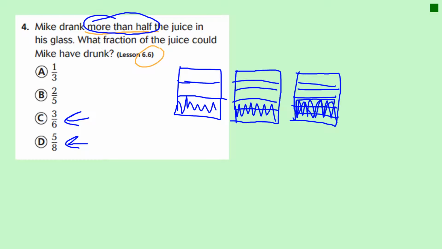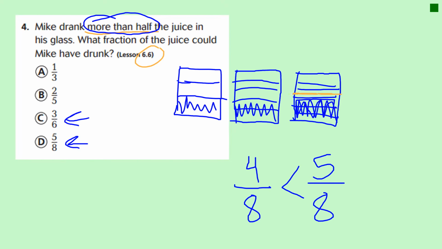All right, so 5/8. Let's see. You know what I know about 8? I know that 4 is half of 8. So if I have 5 out of 8, that means that I have greater than half a glass. Okay, that would be right about there. It's not much more than half, but it's more. All right, so 5/8 is more than half. Beautiful.